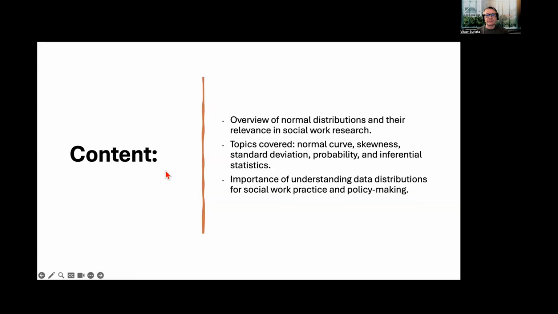In this session, we'll cover the basics of normal distributions, including the normal curve, skewness, standard deviation, and probability. We'll also discuss why understanding data distributions is essential for social work research and practice.